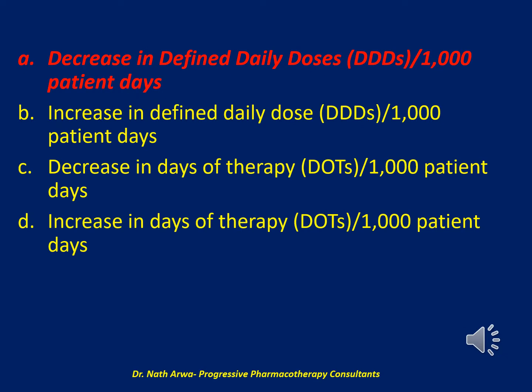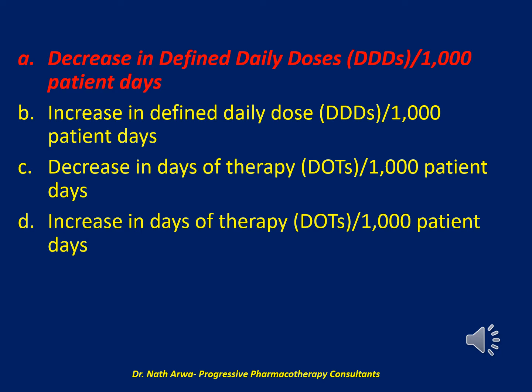And the correct answer is A. Decrease in defined daily doses, abbreviated as DDDs, per 1,000 patient days. The days of therapy, DOTs, would be unchanged by implementation of a strategy that utilizes fewer grams per day of piperacillin-tazobactam. The DOT per 1,000 patient days would be affected if a different number of patients received piperacillin-tazobactam, or the patients received a different duration of therapy.